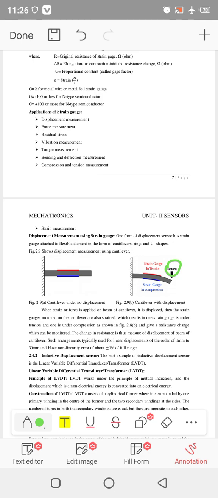Resistance is equal to resistivity times length over area. We have to remember this. By using that relation, we measure the resistance of these materials. After this, this resistance is converted into our displacements.